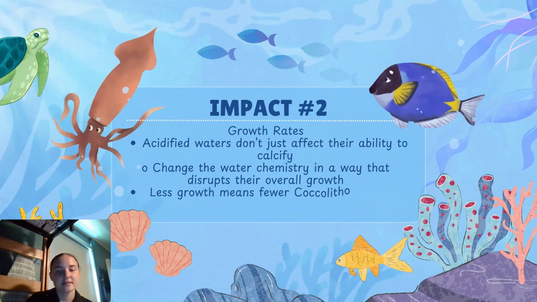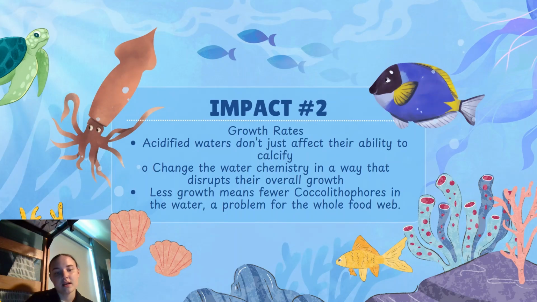Now let's go into impact number 2, growth rates. Ocean and acidified waters don't just affect their ability to calcify, they change the water's chemistry in a way that disrupts their overall growth. Less growth means fewer coccolithophores in the water and a problem for the whole entire food web.